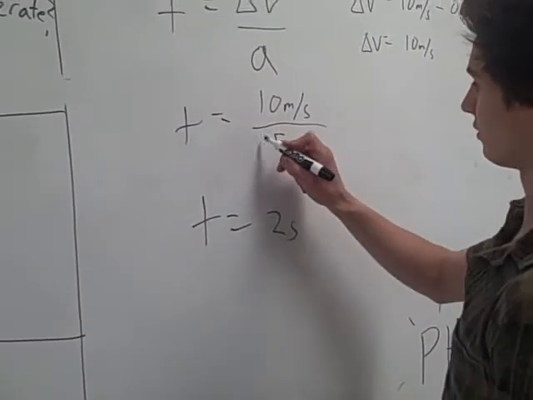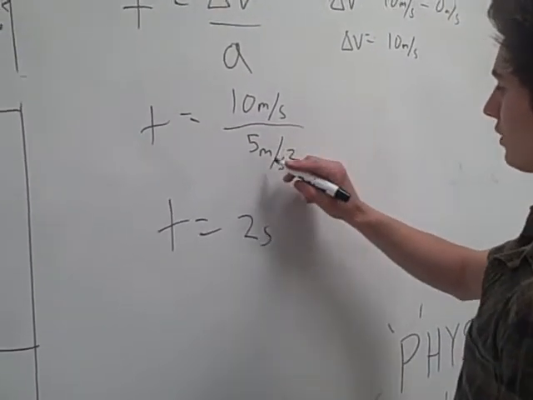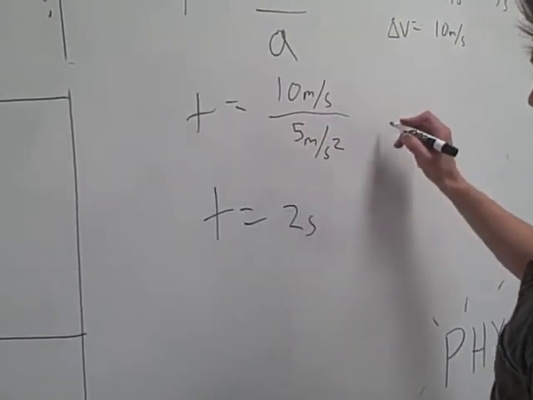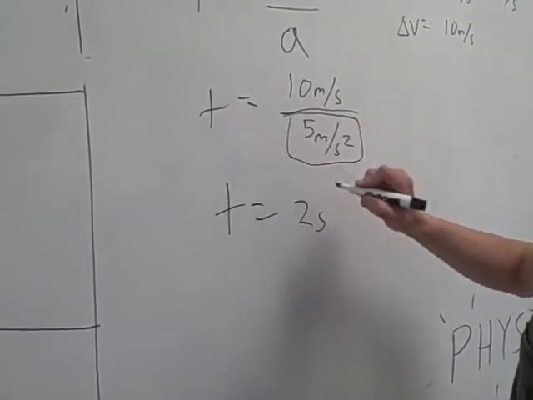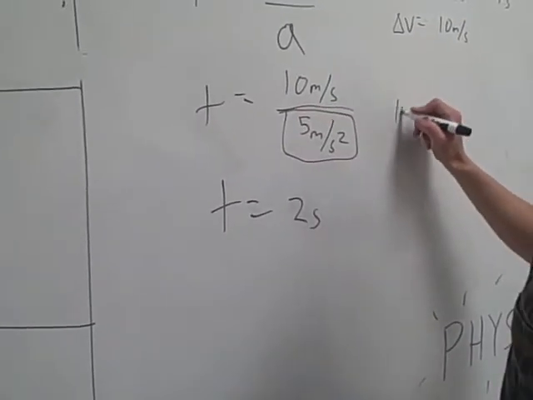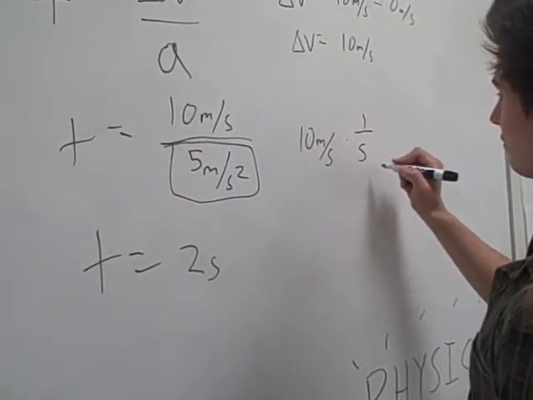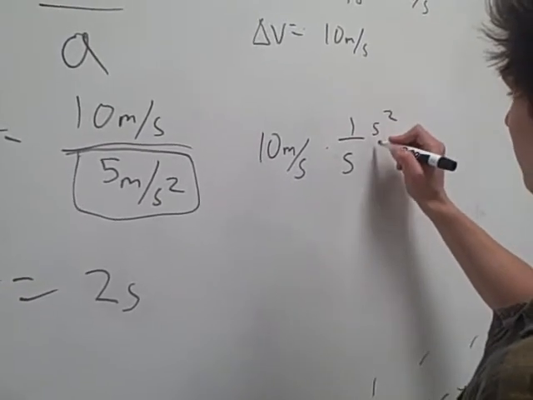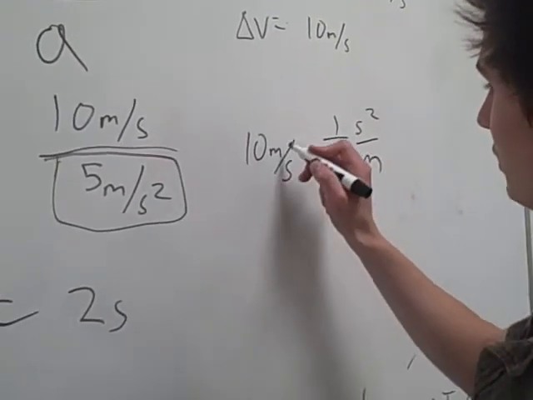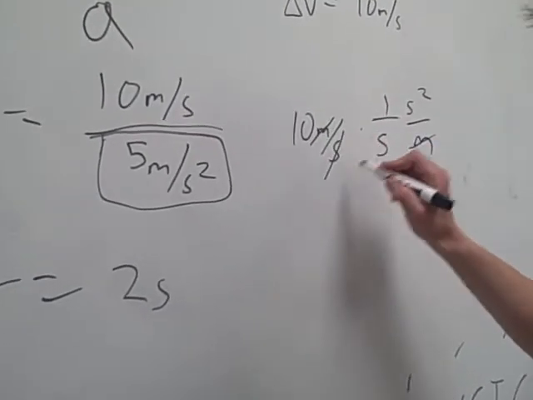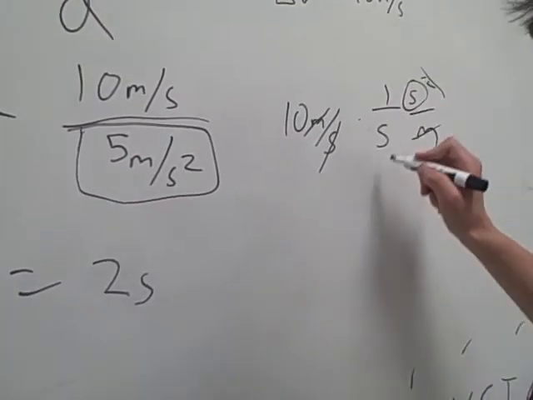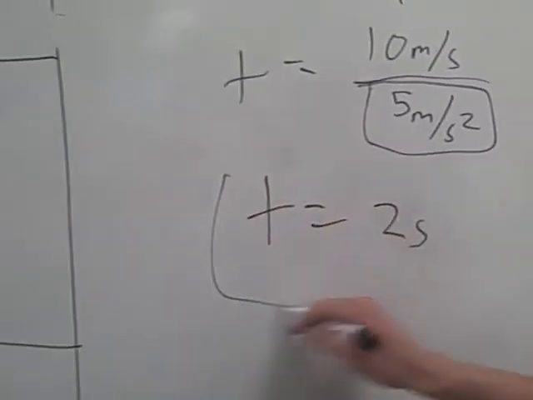And if you want to see how these units cancel, when you divide, you are multiplying by the second number's reciprocal. So this is 10 meters per second times 1 over 5 seconds squared over meters. So meters cancel here, one of the seconds cancels here, so we're left with seconds. So as I said, 2 seconds.